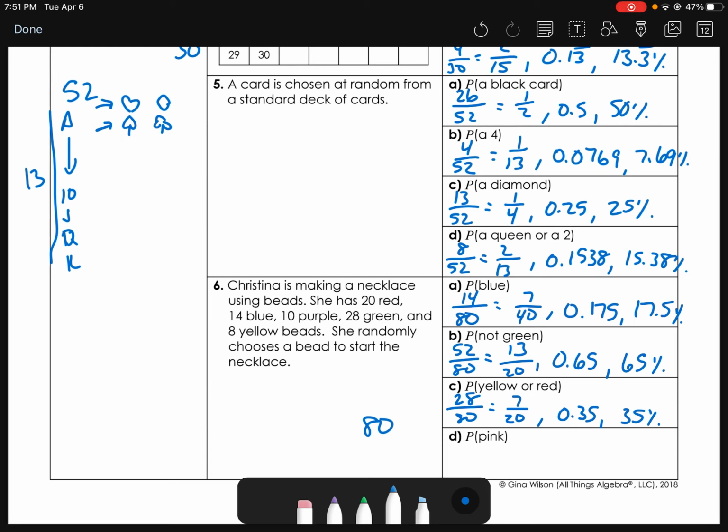And then the last one, the probability of getting pink. Well, if you look at all of my colors, pink isn't on there. So it's impossible to get a pink one. So it's going to be 0 out of 80 or 0. There's a 0% chance of ever picking a pink up from there.